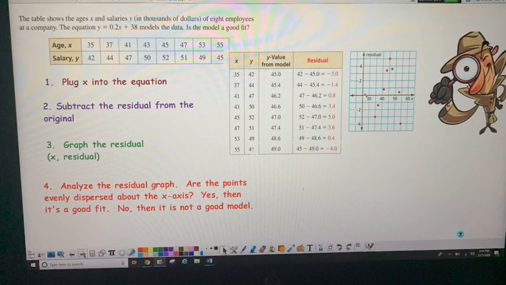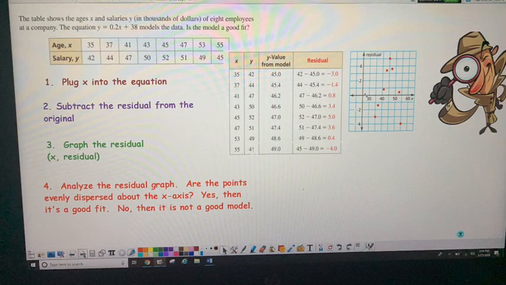So, what have we done so far? Well, we were given some data. We were given the actual equation of best fit. We had to plug in the x values to find what the y value for the model would be. Then we subtracted to find the residual points. Then we graphed those residuals.